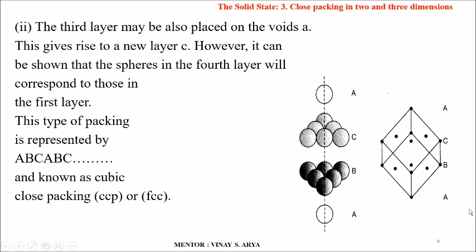Now coming to the second type by which we can place these atoms, the third layer is placed on the void A, which gives rise to the new layer C. However, it can be shown that the spheres in the fourth layer will correspond to those in the first layer. This type of packing is represented by ABC, ABC. It means there is a repetition; as in the previous one there was a repetition after B, here repetition is after B and C, but B and C are directly opposite to each other. Means the arrangement is slightly changed while the number of atoms remains the same.